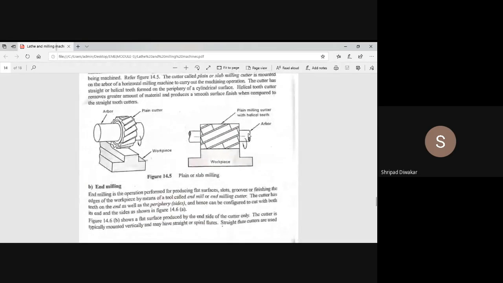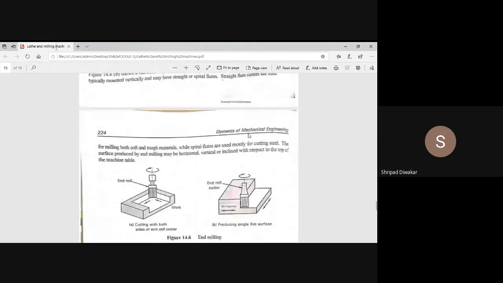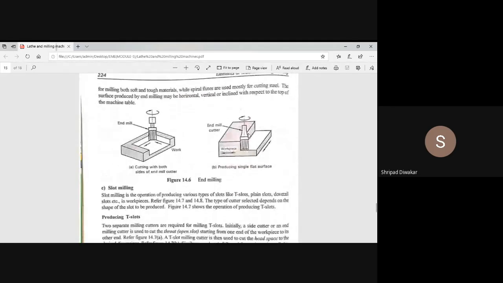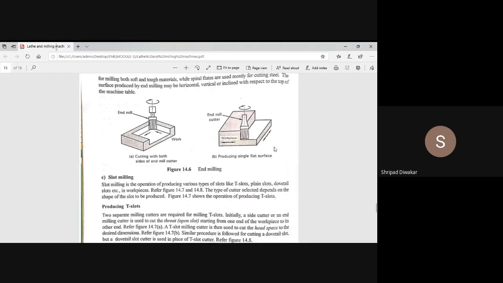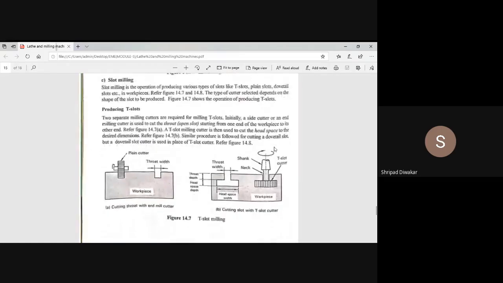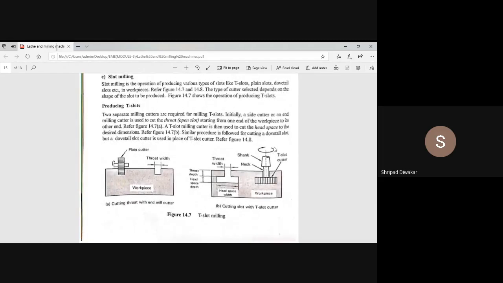First one is surface milling. Second one is end milling. It removes the material sidewise as well as from the top or bottom face. So by operating this, we can generate flat surfaces and then slots, pockets, etc. using the end mill. Next, the third important operation is called slot milling. Slot milling means we can generate a variety of slots.